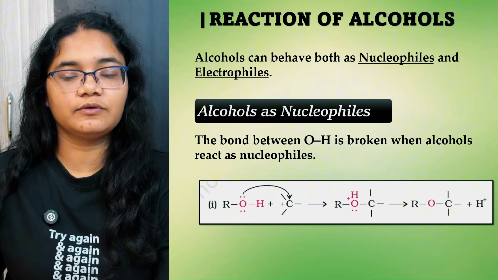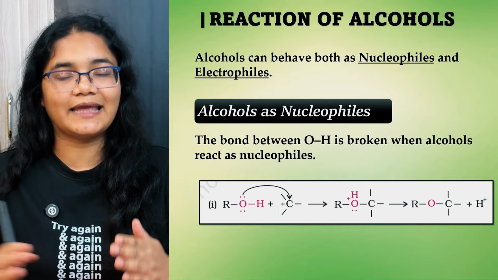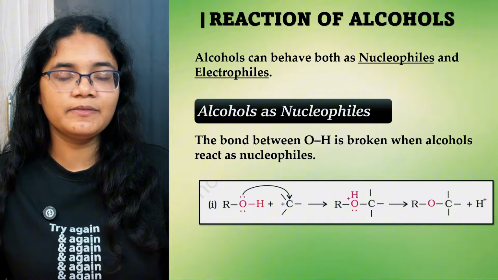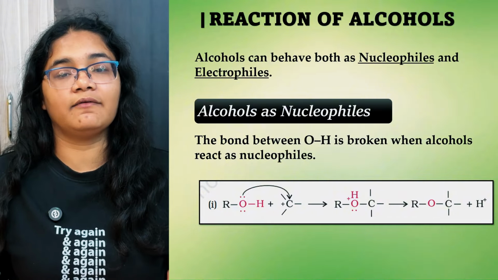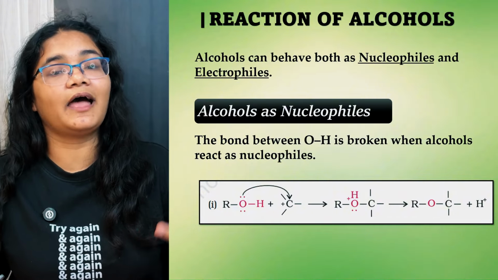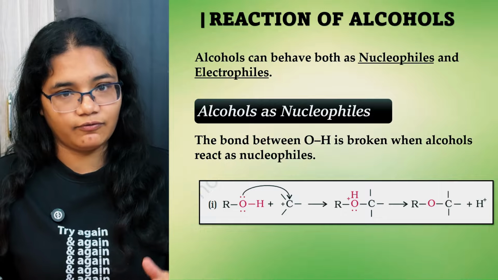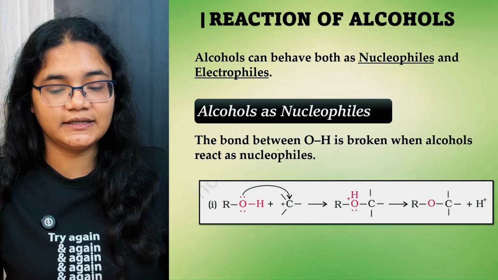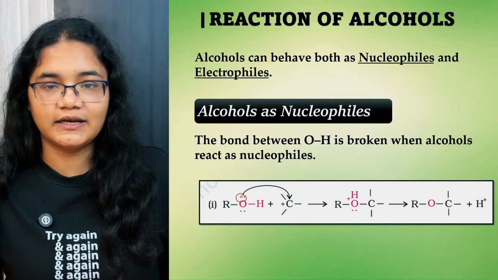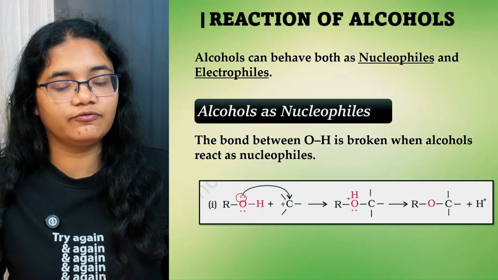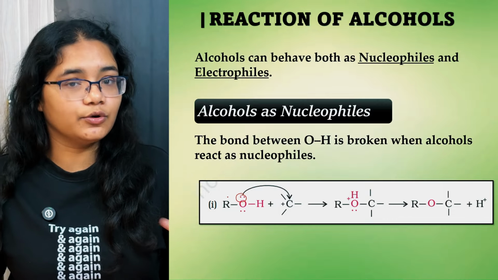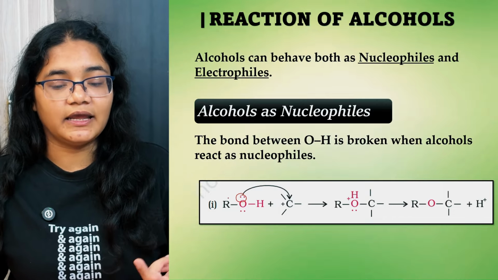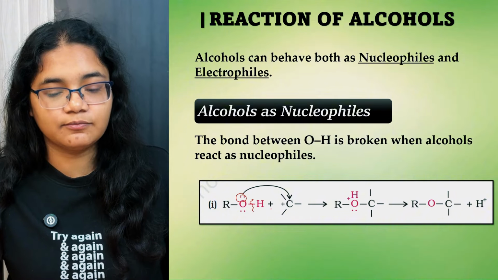Now moving to the next one, reactions of alcohol. We can categorize this into two parts. The first one where alcohol is behaving as a nucleophile, and the second one where the alcohol is behaving as an electrophile. So how can alcohol behave as a nucleophile? You can see that there's a lone pair on the oxygen atom. This can attack any electrophilic carbon and behave as a nucleophile. Now when alcohols are behaving as a nucleophile, this OH bond will break.